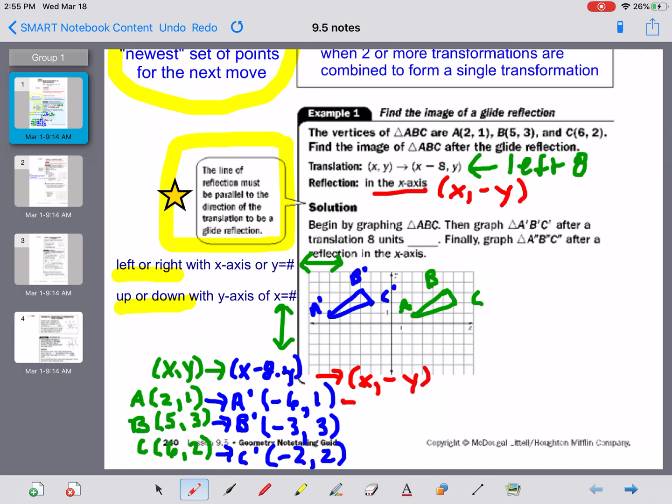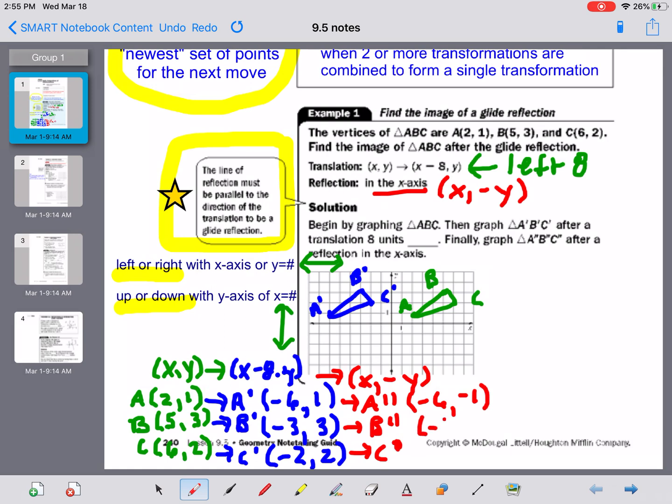So remember, this is my second change. So I'm going to call these A double prime, B double prime, and C double prime, so I know that it's my second change off my original. So A, I leave my x the same, and I'm going to go opposite my y. So it was 1, it becomes -1.